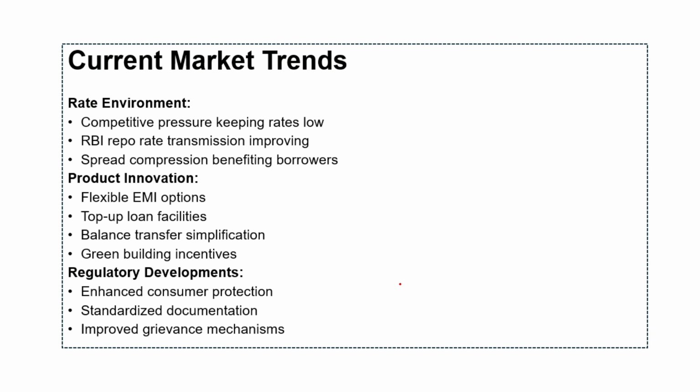Then regulatory developments are also taking place, enhanced consumer protection. There is a lot of institutional support in the form of regulation, making the whole business more transparent, and standardized documentation is now part of the game. And then an improved grievance mechanism where online portals are created. Government is getting aware of problems immediately. So these safeguards are also available.